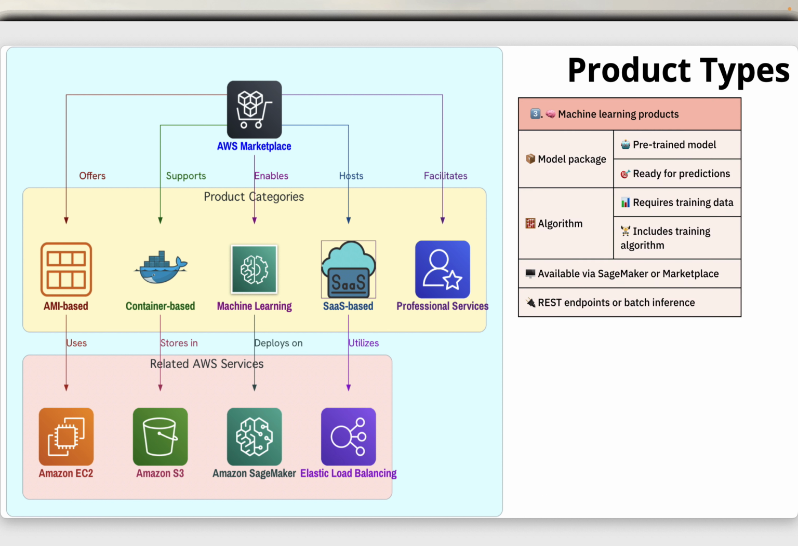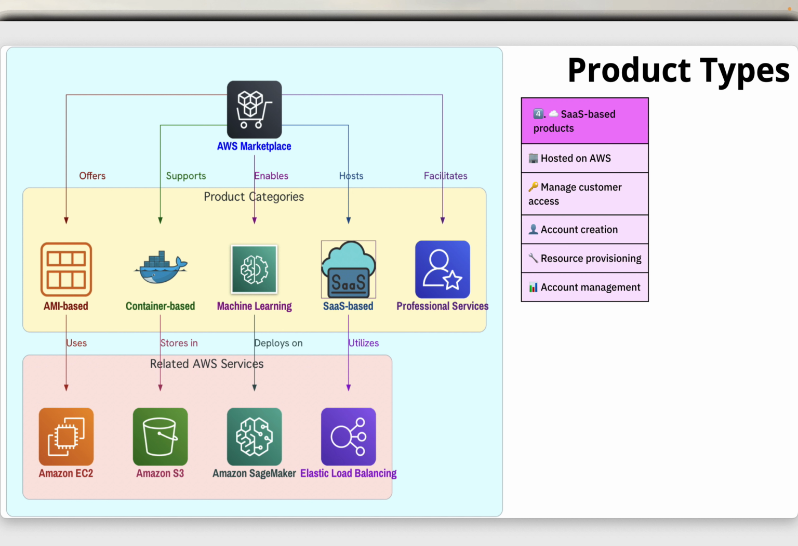Next is machine learning products. So create ML algorithms and models for deployment on AWS. There are 2 types. So model package, pre-trained model for predictions, no further training needed. And next one is algorithm. So requires buyers to supply training data, includes training algorithm. This is available through SageMaker console or AWS Marketplace. Buyers can review product details, subscribe, and use AWS SDKs, CLI or SageMaker console to create REST interface endpoints or perform batch inference.